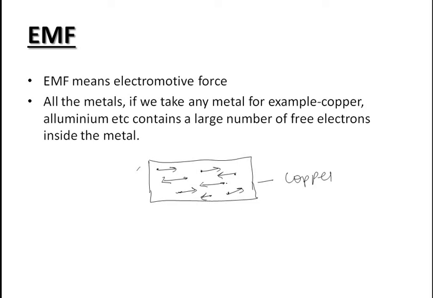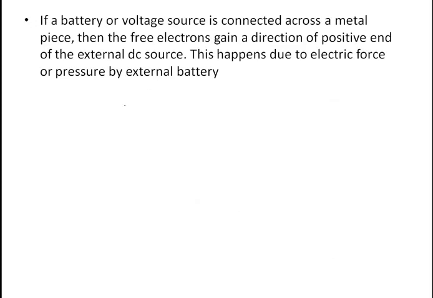Now if I connect a battery or a voltage source to this metal, these electrons moving in every direction will gain a particular direction, and the force which requires the electrons to move in a particular direction is called electromotive force. In the next page I will explain this. If a battery or a voltage source is connected across a metal piece, then the free electrons gain a direction towards the positive end of the external DC source.